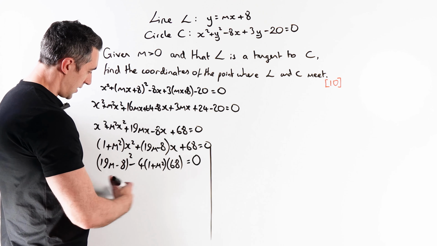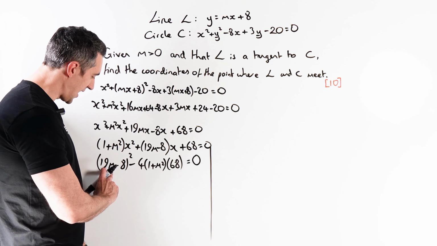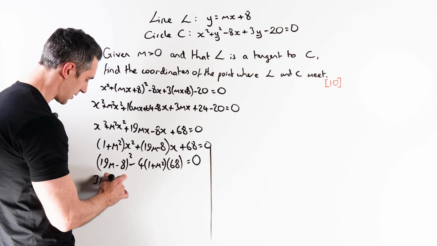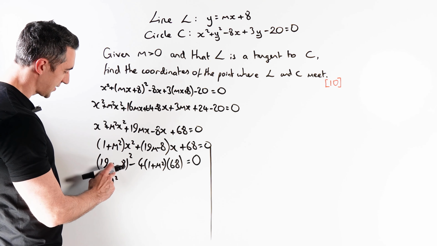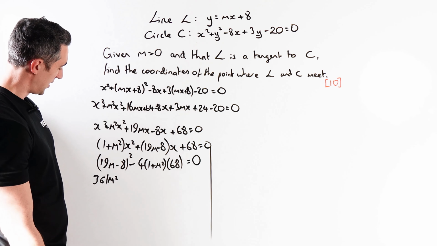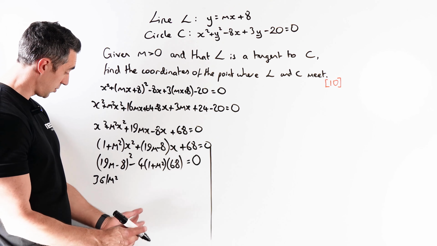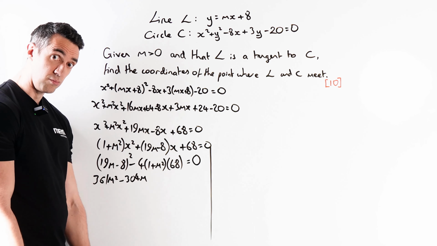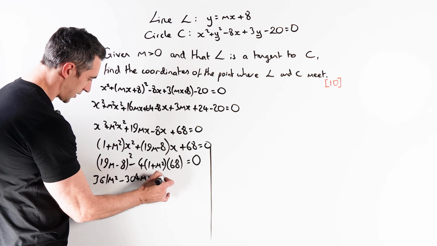So need to expand this one now, right? So this is getting pretty horrible. So we've got 19m times 19m, so that'll get us 361m squared. It's already off to a good start. Then we've got minus 8 times 19. So what's that going to be? 8 times 19 is 152, double that, minus 304m. Plus 64. It's going well so far.